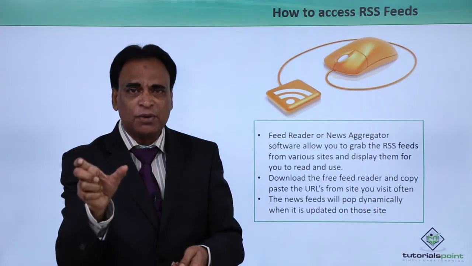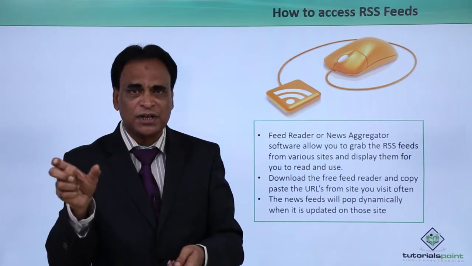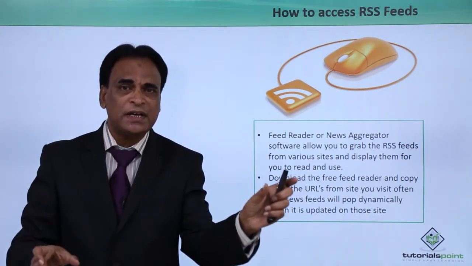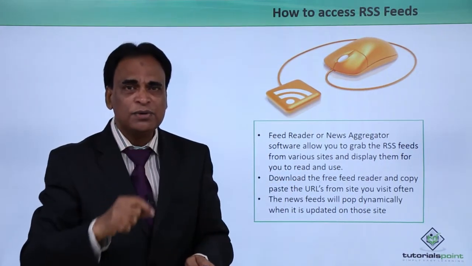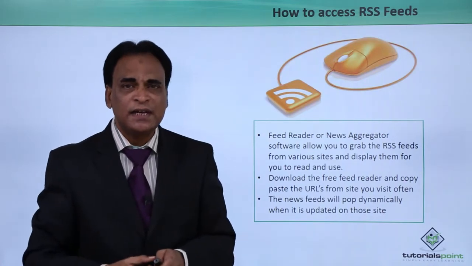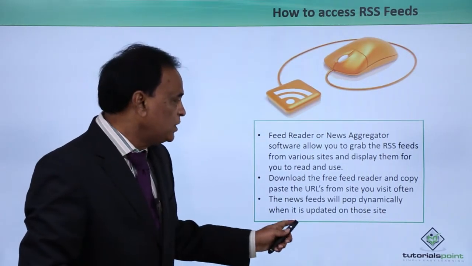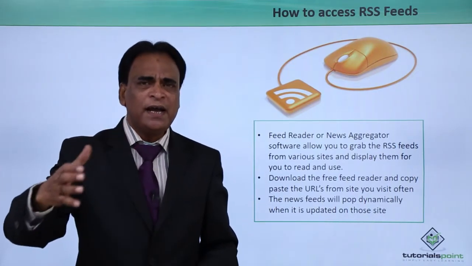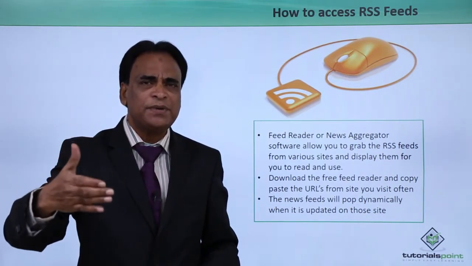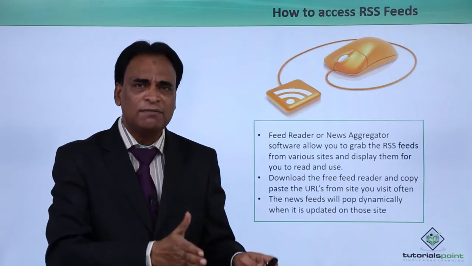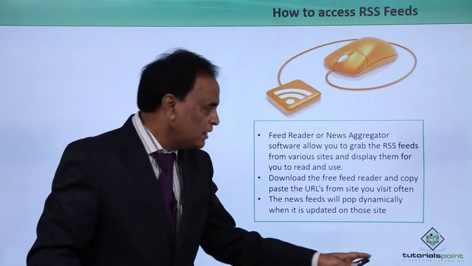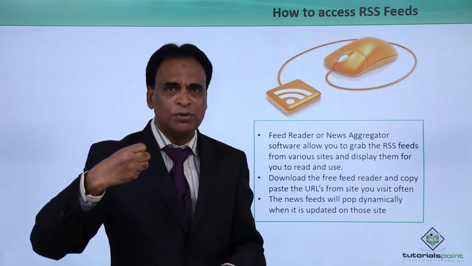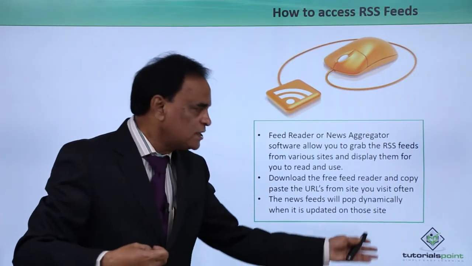I copy that URL from cnn.com/technology or whatever the URL is. I copy that URL and paste it in my feed reader, and the news starts coming from cnn.com technology news. The news feeds will pop up dynamically when it is updated on the site. Whenever the news is updated on any site that you have stored in your feed reader, the news immediately pops up for you, because the feed reader collects those news from those sites and displays it for you.